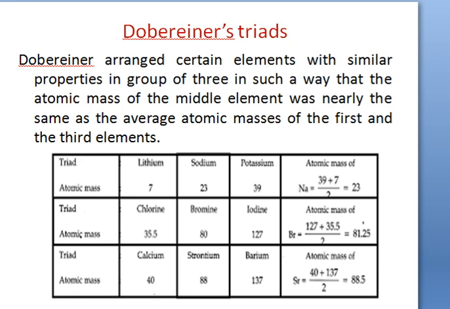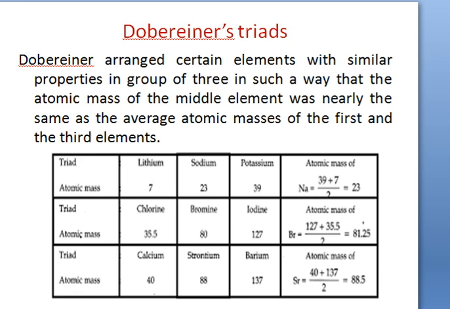He placed 3 elements in one group and made a table in which all three elements had the same properties. And he also said that the average atomic mass of the first and third element must be equal to the middle element, as you can see in the example: lithium, sodium and potassium.